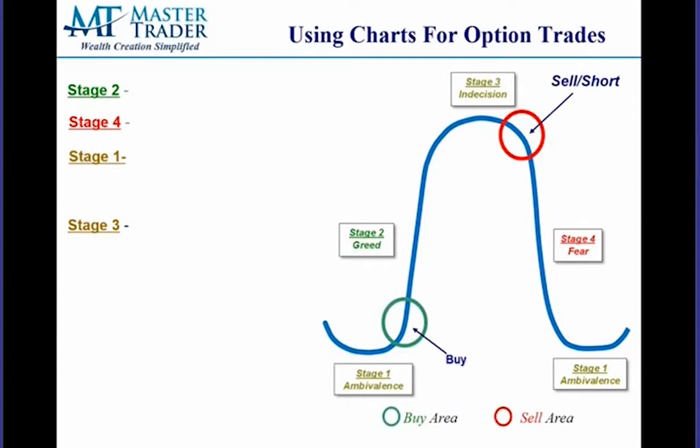So let's just run through this. Stage 2 is circled right here. That's our breakout to a new uptrend, one of the stock market events. In that category, we want to institute bullish option strategies. That's going to be buying in-the-money calls. It's going to be bull call spreads, bullish diagonals.